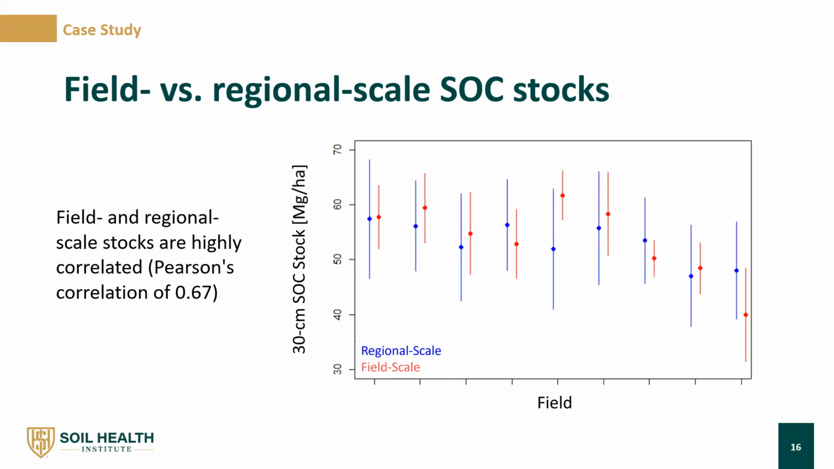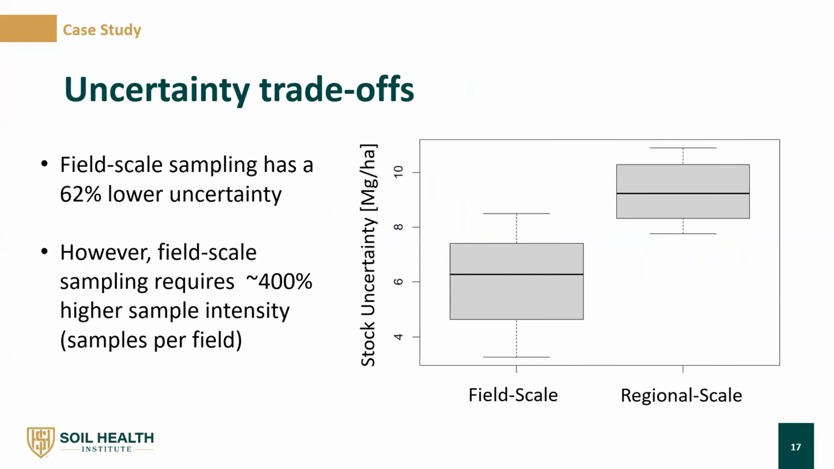So the key takeaways here are two pieces. The first is that we have a pretty good correlation between our regional scale stocks and our field scale stocks. Pearson's correlation coefficient here is around 0.67 between these two stocks. The second thing to take away is that the height of those bars, which represents the uncertainty in each of those estimates, is larger for all of the blue lines. So the regional scale stocks do end up with a higher uncertainty, right? We're not sampling each field with as much intensity, so we don't get as precise of an estimate.